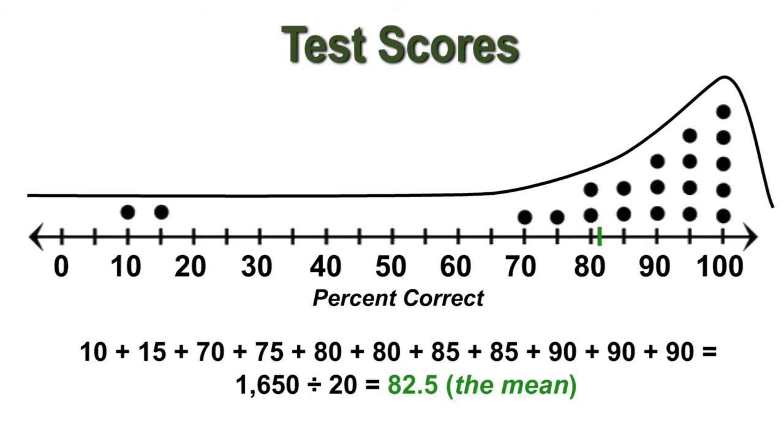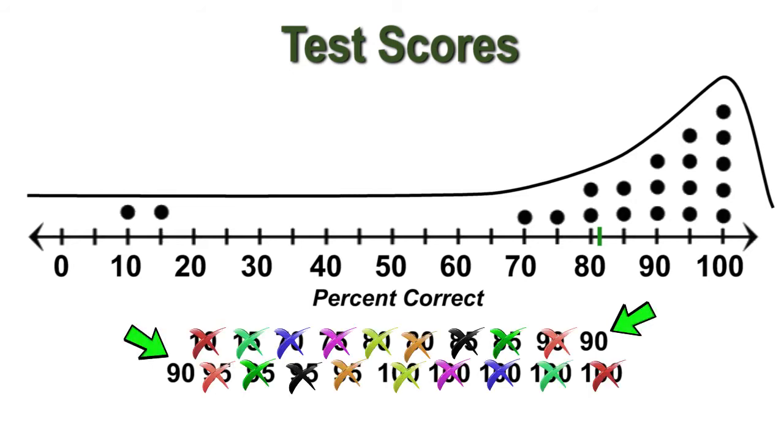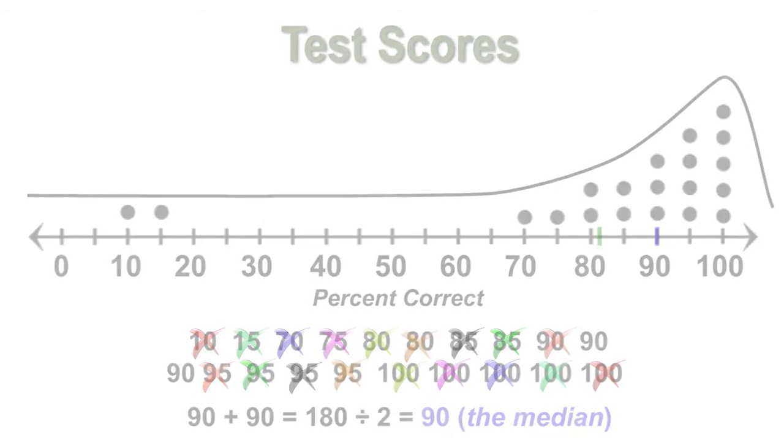Now let's find the median. We can find the median by putting the data in numerical order and then finding the center value. The 2 center numbers are 90, so the median of the data is 90. For this set of data, the median is a better measure of center because it better represents the test scores. When data is skewed left or right by outliers, the median is a better measure of center.